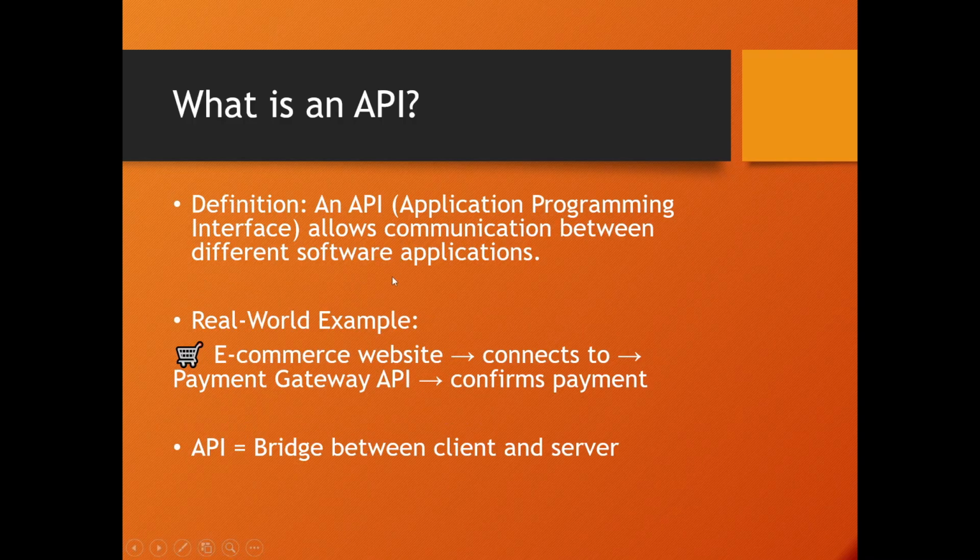And what is an API? An API, application programming interface, allows communication between different software applications. A real world example: an e-commerce website connects to a payment gateway API and confirms payment. Here the payment gateway is an API. We are paying the amount to the e-commerce site using this payment gateway API. And the API is a bridge between client and server.